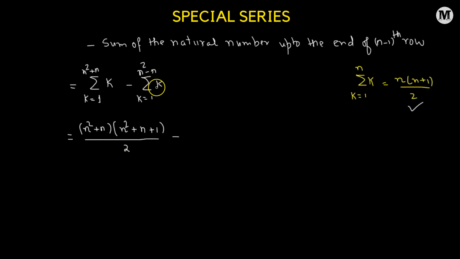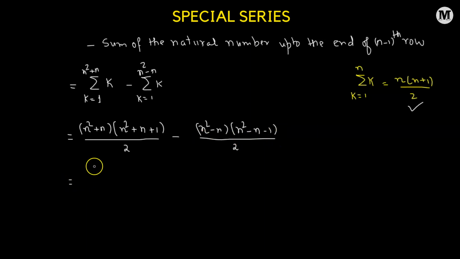Minus, again we have the summation of natural numbers going from 1 to n squared minus n terms. So we'll replace n with n squared minus n. n squared minus n multiplied by n squared minus n minus 1, whole divided by 2.